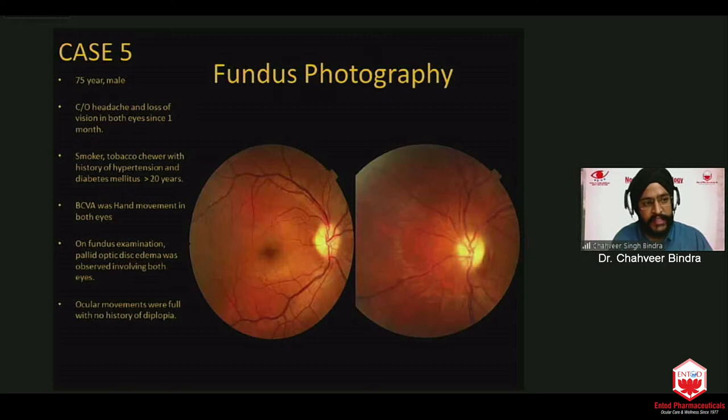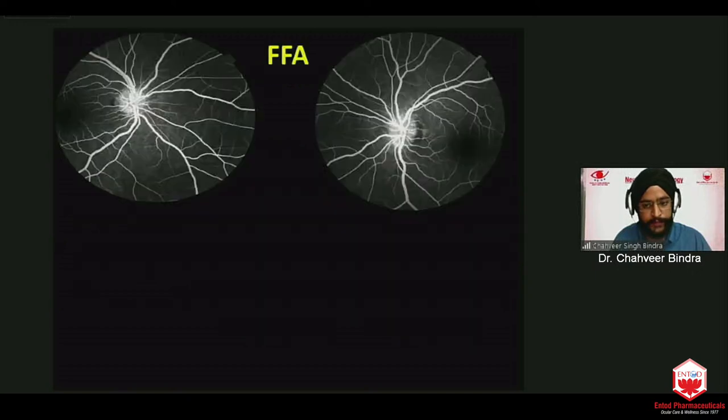Now this was case 5, a 75-year-old male who came with headache and loss of vision in both eyes since 1 month. The patient was a smoker and tobacco chewer since very long, with history of hypertension and diabetes mellitus of more than 20 years. The BCVA was hand movement in both eyes. On fundus evaluation, pallid optic disc edema was observed involving both eyes. The ocular movements were full with no history of diplopia.